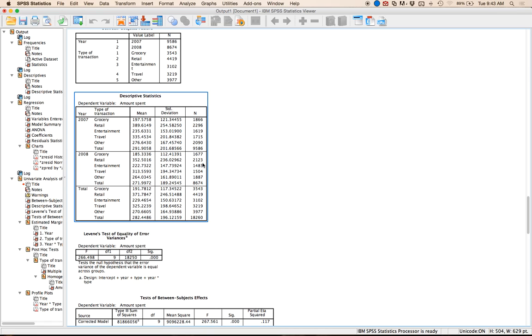We clearly have enough people in each group. I don't really love this box because it gives you the 2007 totals and then the totals down here, and it gets really confusing. But I do like the fact that it tells me, at a quick glance, that I've got enough people in each group.